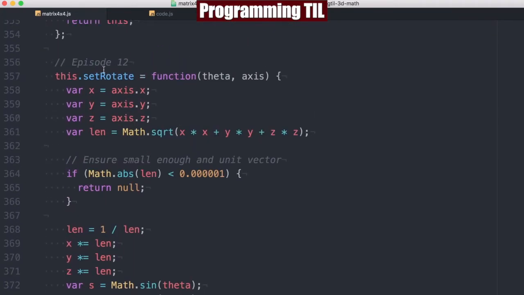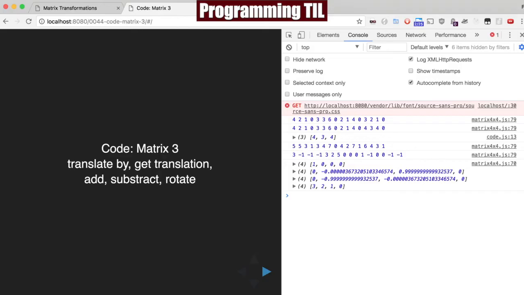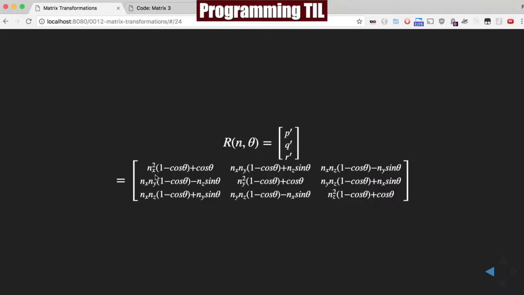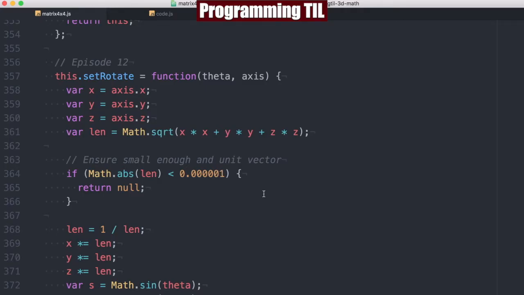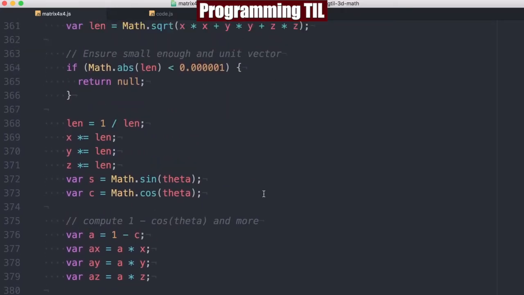It's pretty simple. This is all from episode 12, so we can jump over here and we can see we have this formula down here for all of the elements within the rotated matrix around an arbitrary axis. We're going to have nx squared times 1 minus cosine theta plus cosine theta for the first element. So let's go ahead and dive in.